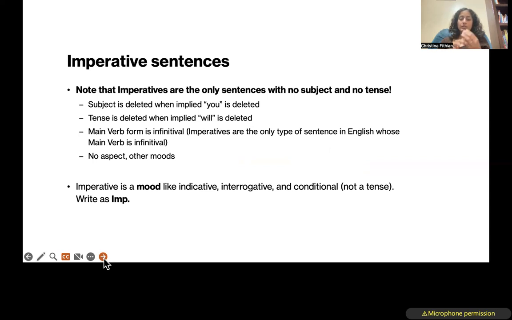Well, think about this. The subject is deleted when that implied you is deleted. The tense is deleted when the implied will is deleted. And then all we're left with is a main verb in infinitival form. And imperatives are the only type of sentence in English whose main verb is infinitival. But there's no aspect and there's no other moods. You will always write an imperative simply as IMP, imperative. And that's the only thing you're going to write in your main verb status. So imperative is a mood, like indicative or interrogative or conditional. It's not a tense. So we're going to write that in our main verb status, IMP.